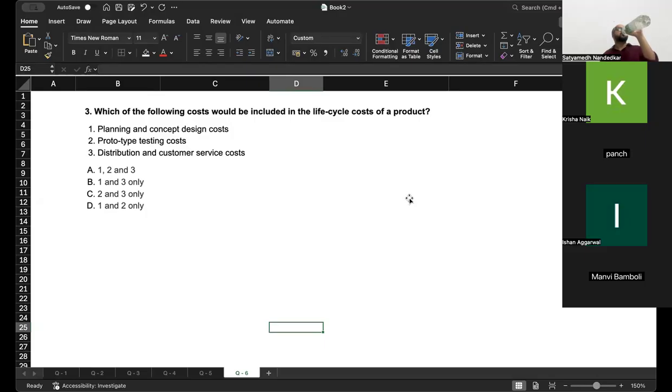For all of them. Correct. All three items will be included.